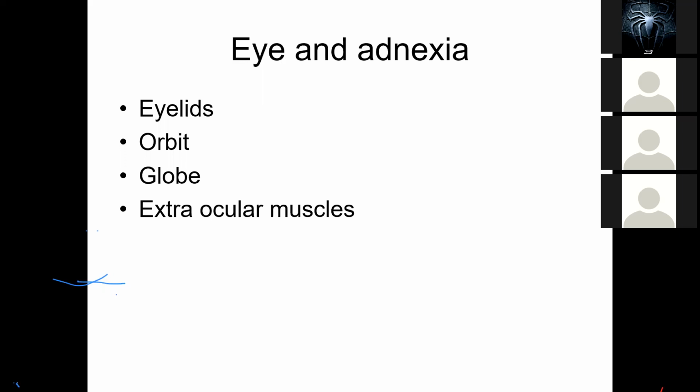All right. So when we talk of the eye and adnexa, we are looking at the eyelids, the orbit. The orbit is the space in which we find the eye. The globe is the eyeball itself, and the extraocular muscles are the muscles that attach to the eye and help it to move. So when you're asked for all the following parts of the eye and adnexa, and I list these things and I mix it with something, you should be able to pick out which one is or is not part of this part of the body.